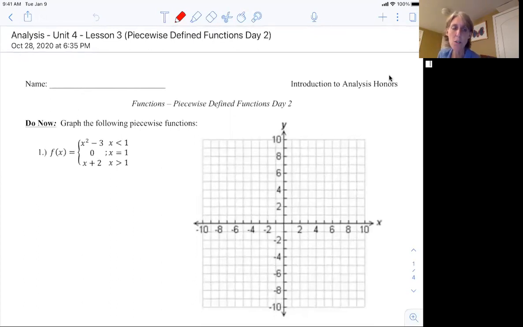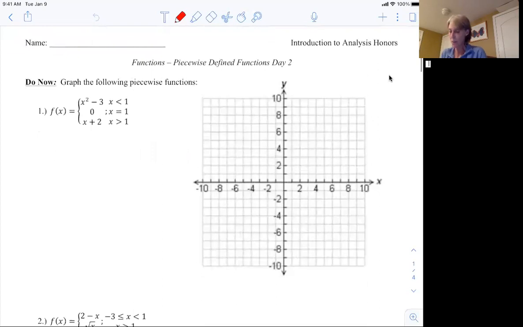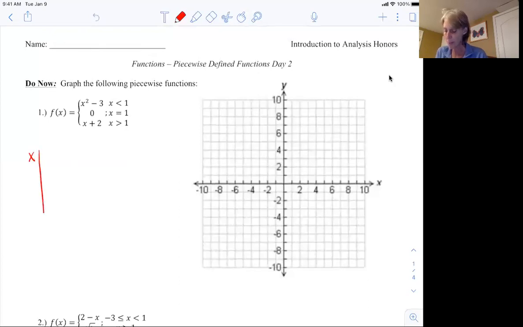So today, just to regroup and practice, we're going to start by graphing the following piecewise functions. We have f of x equals x squared minus 3 when x is less than 1, 0 when x is equal to 1, and x plus 2 when x is greater than 1. When we go to graph these, remember from yesterday, we want to set up a table for each piece. There are 3 pieces here, so we're going to have 3 tables.